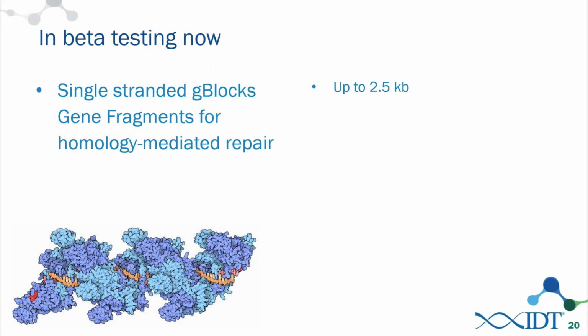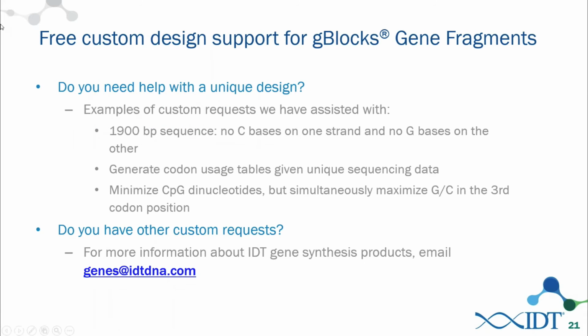Okay, with that, I just wanted to touch on a little bit of the custom design support that we offer for G-Blocks. It's hard to explain a lot of the support because we do such a wide range of different types of support. And so this is just a list of a few different types of support or custom requests that we've helped design in the past few years. One of them was a rather large sequence that contained no C bases on one strand and no G bases on the other strand, but had relatively balanced GC content over the entire sequence.